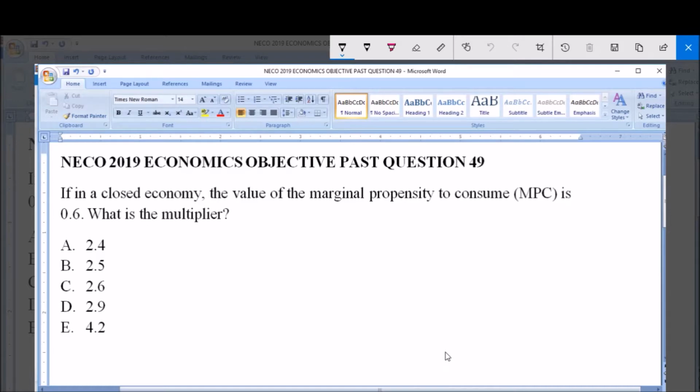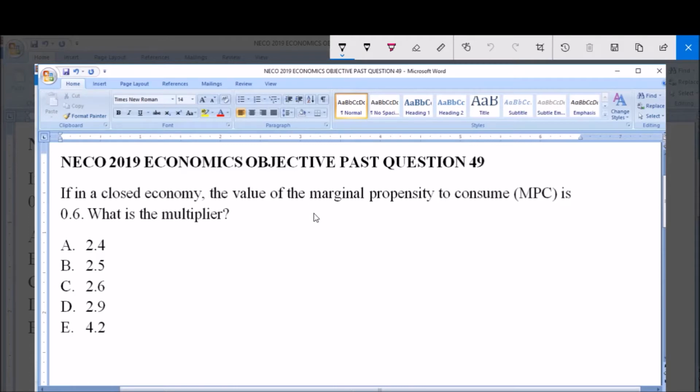If in a closed economy the value of the marginal propensity to consume MPC is 0.6, what is the multiplier? Option A 2.4, B 2.5, C 2.6, D 2.9, E 4.2.